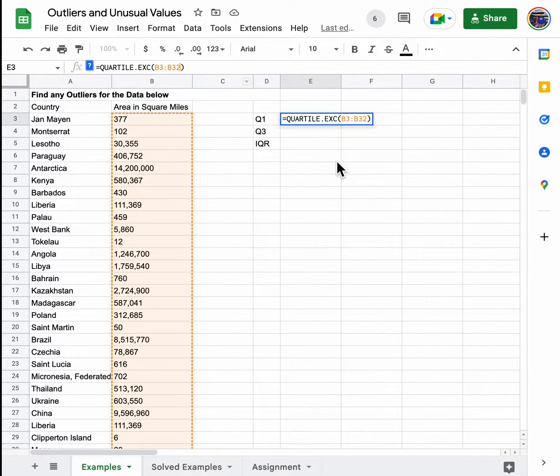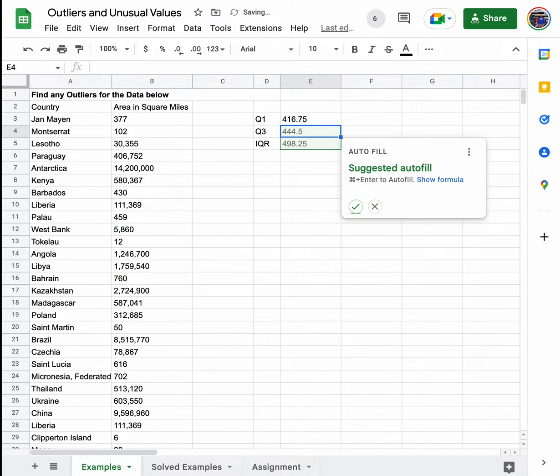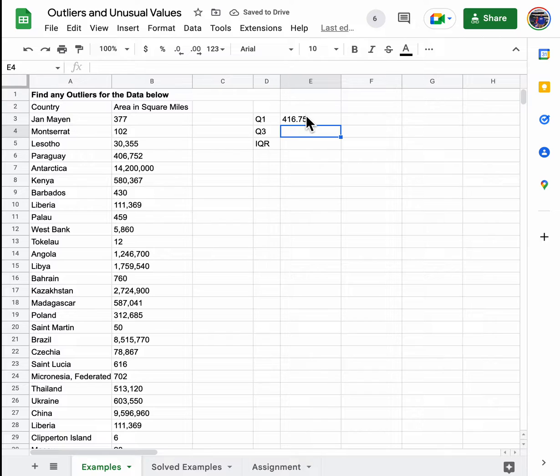Oh, I paused for dramatic effect and forgot to tell Excel, Google Sheets, that I want the first quartile. So it needs the data and what quartile you want. You just type in the one. So you type in equals QUARTILE.EXC, select the data, and then comma 1.